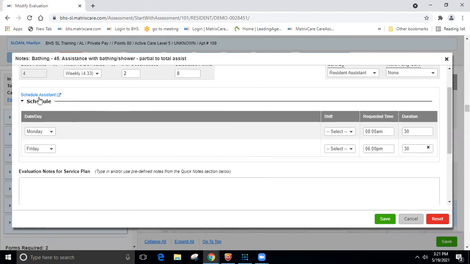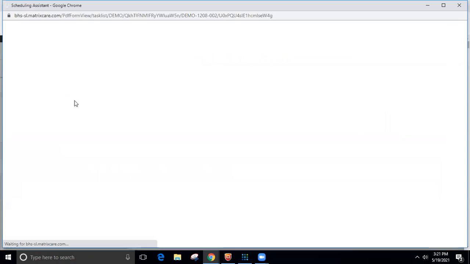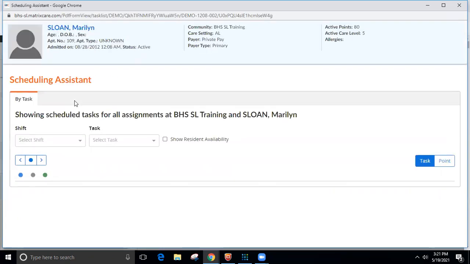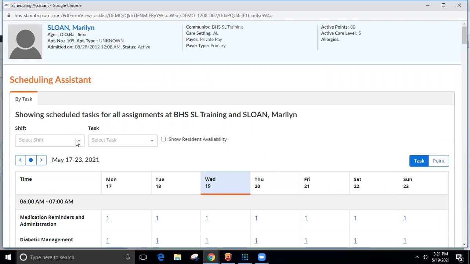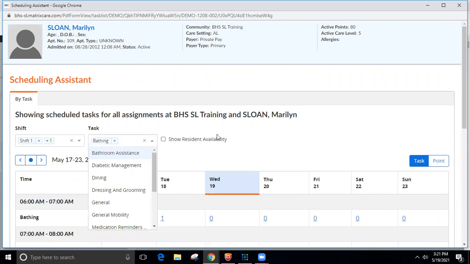Now there is something new called the scheduling assistant, and that is in every scheduling piece throughout Matrix Senior Living. And so this kind of helps us schedule and find times where we have more downtime. It is newer, so it's not exactly perfected yet, but we're hoping to get that a little bit easier for us to navigate around. Maybe I just want to see all the bathing.